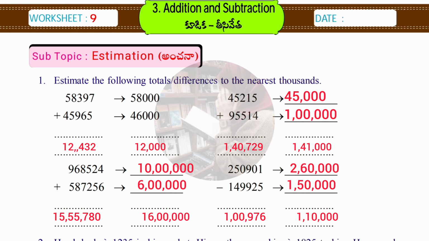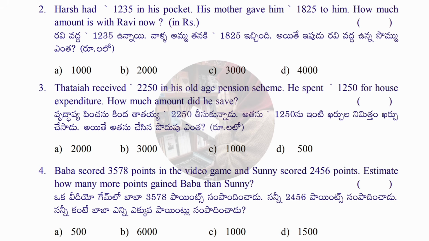Now we'll move to the next question, which is Harsha had 1,235 in his pocket. His mother gave him 1,825. How much amount is with him now? You have to add both the amounts. You'll get the answer as 3,000. So the correct option is 3,000. If you have a doubt, please check it in a side work. Just do it by yourself.